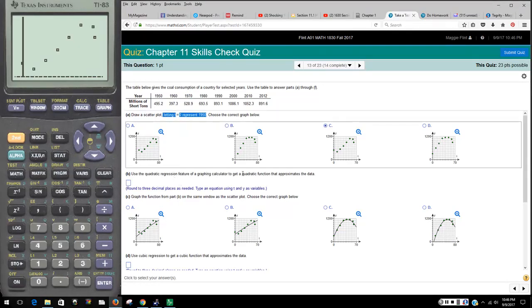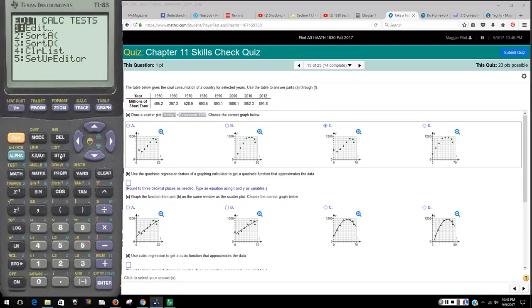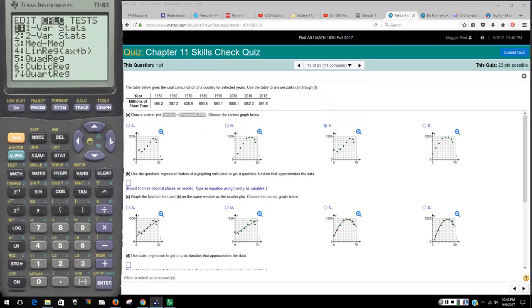Use the quadratic regression feature of the calculator to get a quadratic function that approximates the data. In order to do this, we go back to the stat key, we right arrow to the calculate key, we go down to number 5, which says QuadReg. That's quadratic regression. And at this point, since we used list 1 and list 2, we can just hit enter.